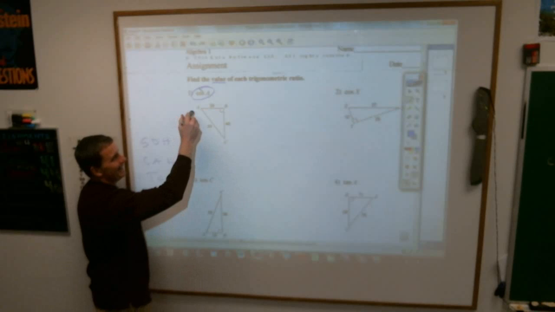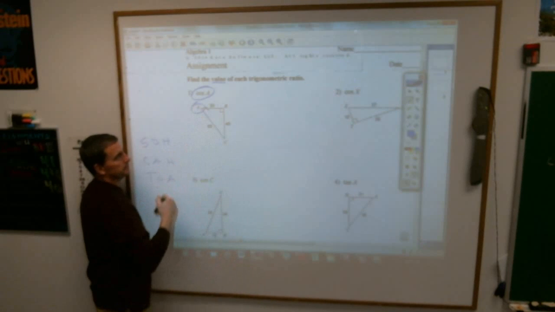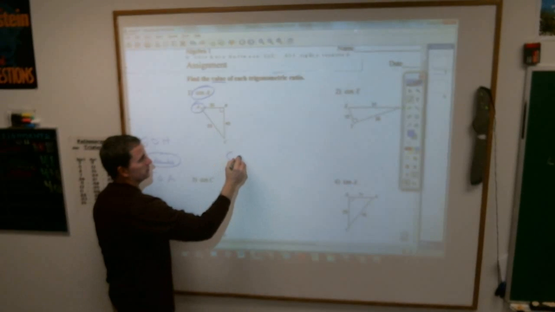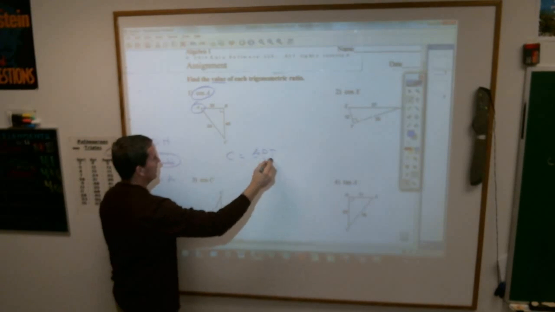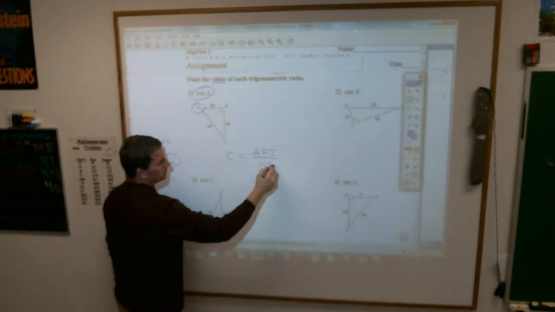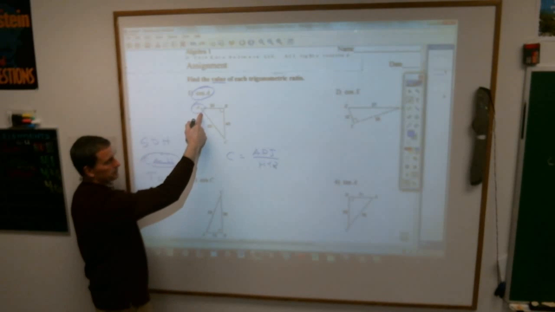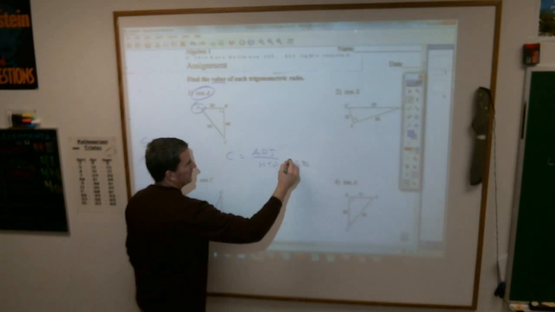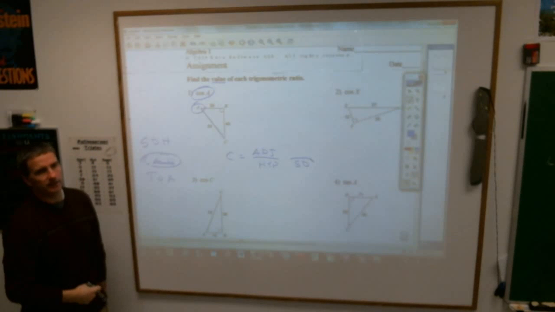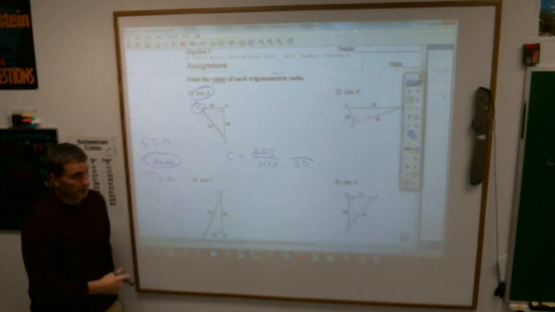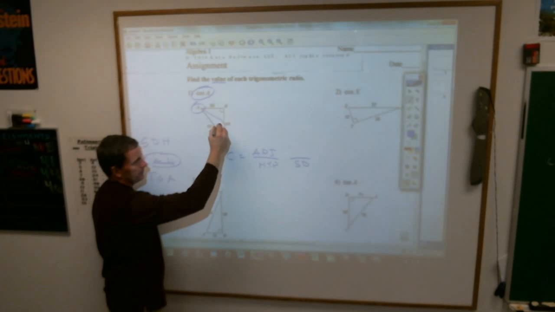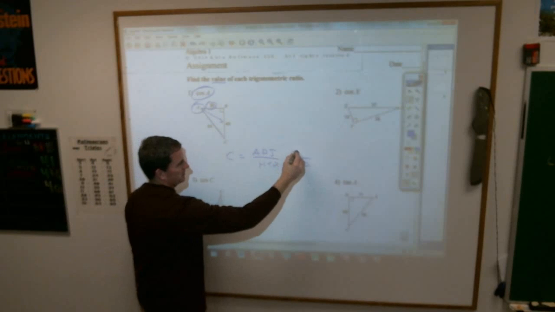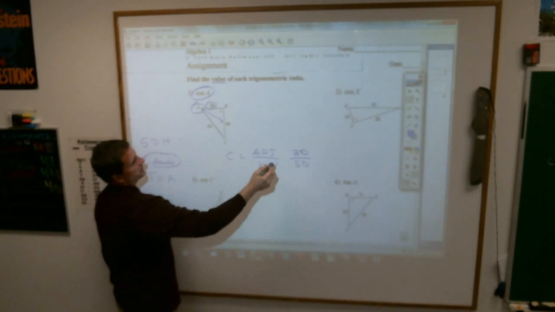So you look at angle A, that's this angle here, and you want cosine, so you're going to write down that relationship. Cosine equals the adjacent over the hypotenuse. The hypotenuse never changes, so the hypotenuse is 50. The adjacent is the other side that touches angle A besides the hypotenuse. 40 is opposite, so this has to be 30 over 50, reduces to 3/5.